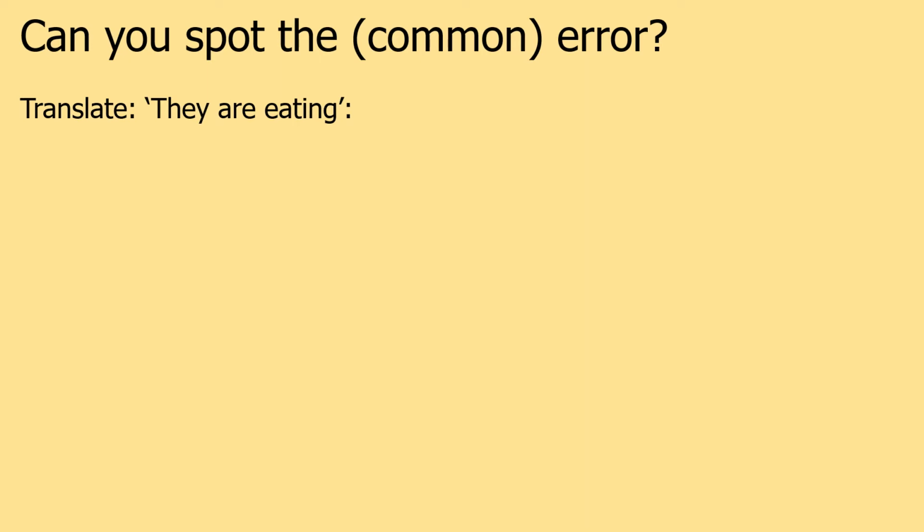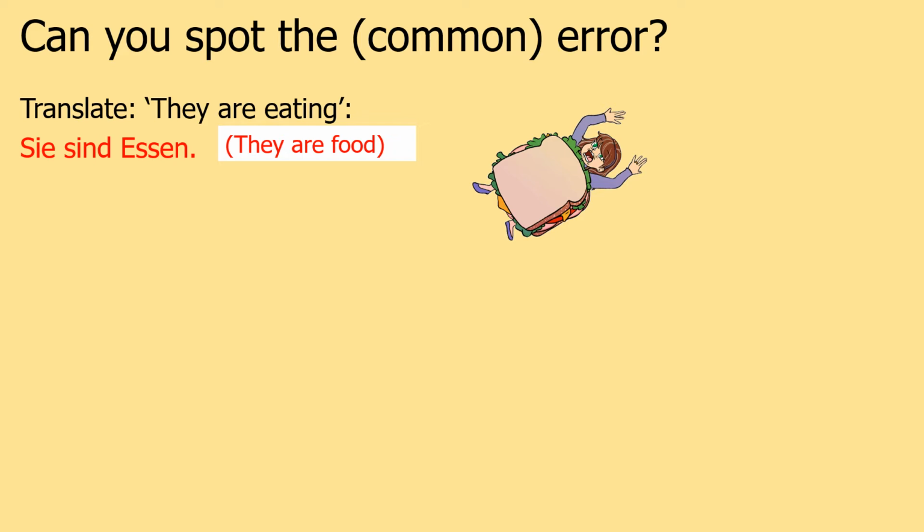So let's have a look then what happens when we try to translate from English into German in the present tense. So I want you to have a think if you can spot the common error. This is one of my favorite examples. So you may want to pause the video here and have a think about how would you translate they are eating. So first thing someone might do is translate it literally again, which is Sie sind essen. The problem with that is if we translate it back into English, this translates as they are food. So obviously that doesn't make sense.